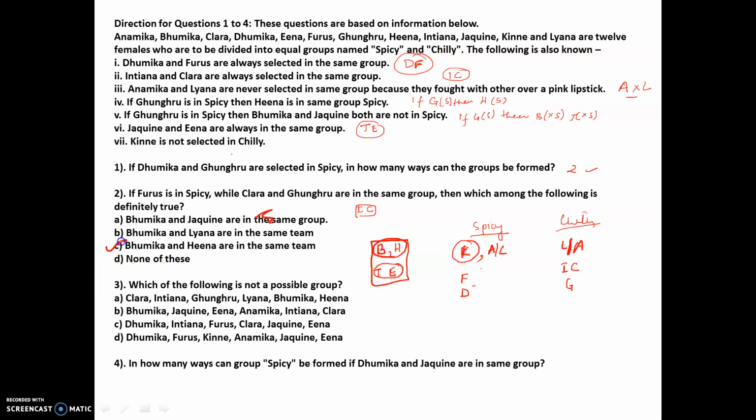So the answer is C. So I hope this point is clear. As soon as we place 4 members out here, we are left with these 4 members. Out of these 4 members, J and E have to be together. So definitely B and H will be together. So that is the answer C.